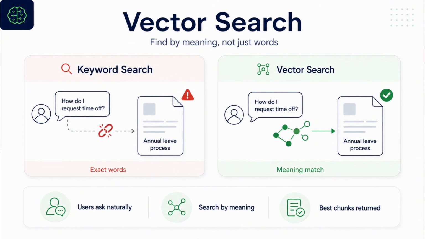So let's take an example. A user asks, how do I request time off? But inside the company's document, the heading may be annual leave process. So a normal keyword search may miss the best results because the user said time off, but the document says annual leave. So vector search can still find the right information because the meaning is similar, and it understands that time off and annual leave are related concepts.